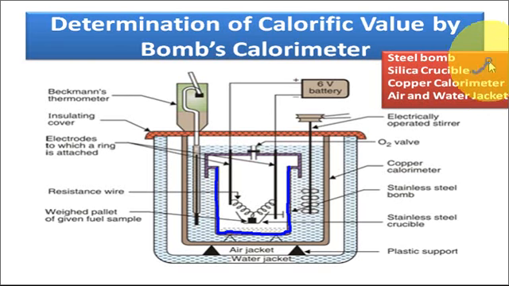Now, what is the silica crucible? The silica crucible is the small container in which the fuel sample for which the calorific value is to be determined is placed. So, this is the silica crucible. Silica is a refractory material. A crucible is a small dish, a small pot we can say. This silica crucible contains the fuel sample whose calorific value we are going to determine.